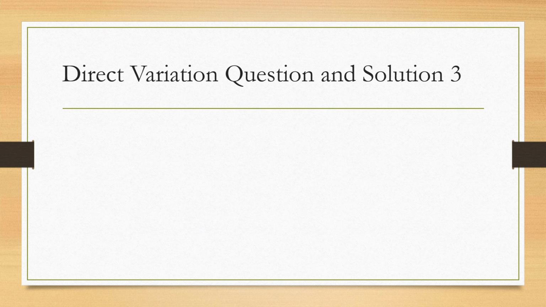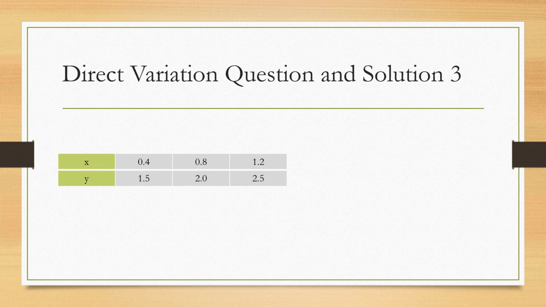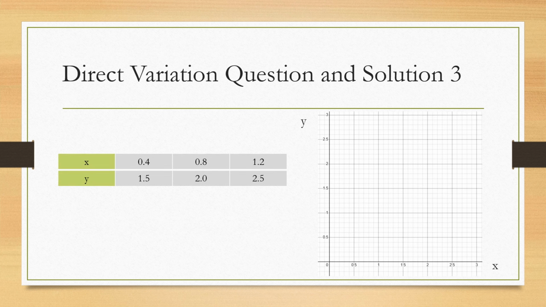Next is the direct variation question and solution 3. This is the question. So in this question, you need to plot the graph. So I will plot it. First, we will need to find in each box how many is it. As you can see here, each box is 0.1 because 0.1, 0.2, 0.3, 0.4 and 0.5. So in x we need to find 0.4.